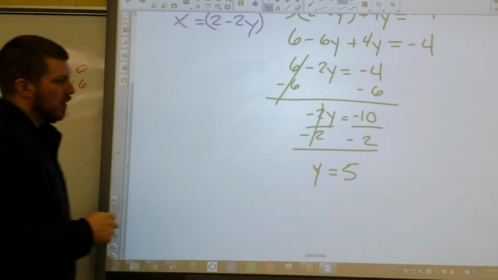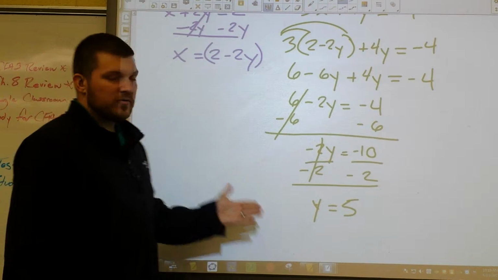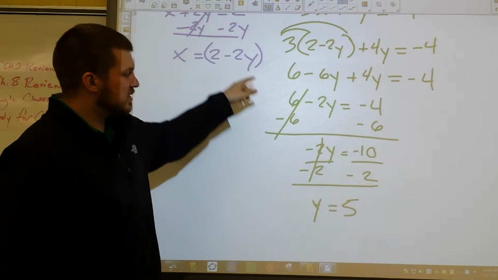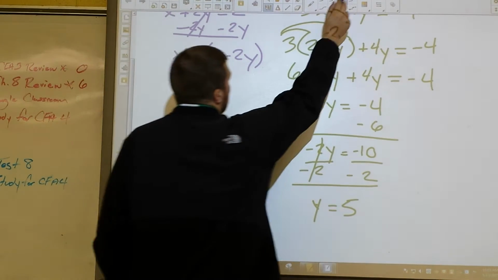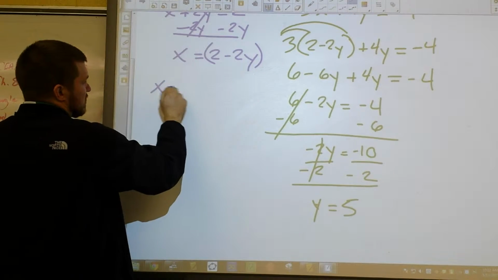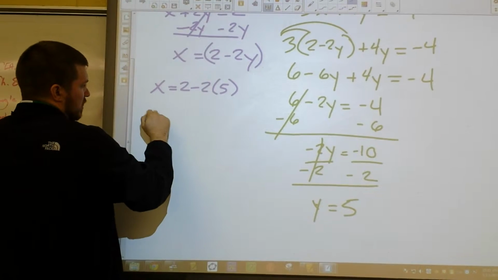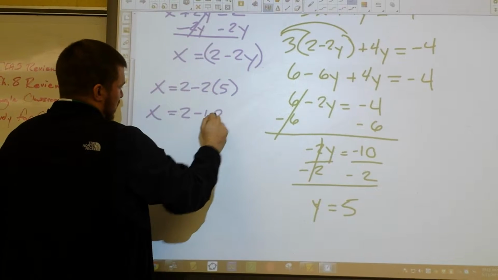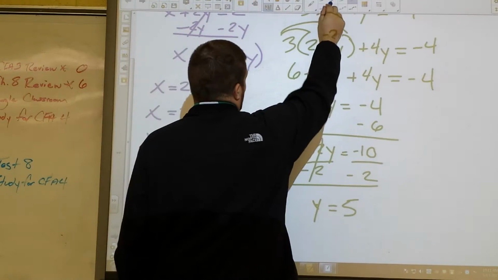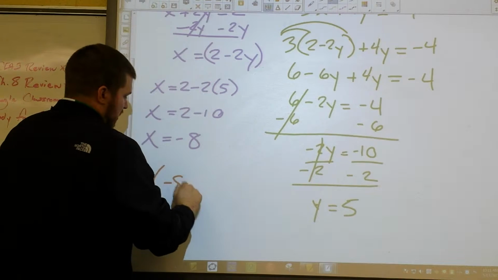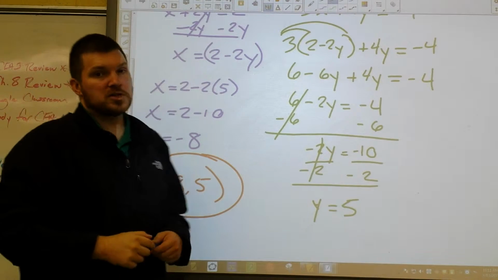So now that I know that y is 5, everywhere I see a y, I can plug in. Well, I'm trying to figure out what x is. But hey, I already got x by itself. So now here, everywhere I see a y, I'm going to put in a 5. So I'm substituting again. So x equals 2 minus 2 times 5. Clean it up. So x equals 2 minus 10. So x equals negative 8. So my solution, or my ordered pair, is negative 8 comma 5. That's my answer. So there is only one solution here.